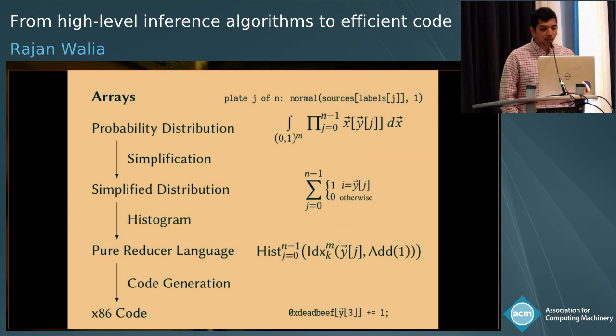And that's how we implemented the compiler that Bob wants, by having these 3 steps. The simplification, where we perform high and arbitrary dimension integrals. Histogram optimization, where we convert quadratic loops into linear loops, and then we came up with a pure reducer language for that. And then we used domain-specific optimizations to generate highly efficient code for our language.